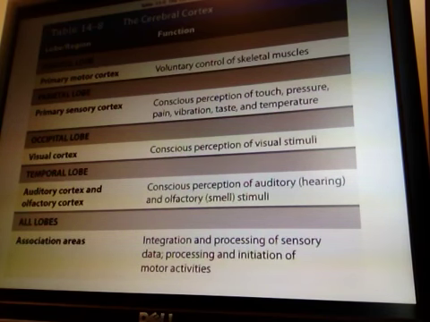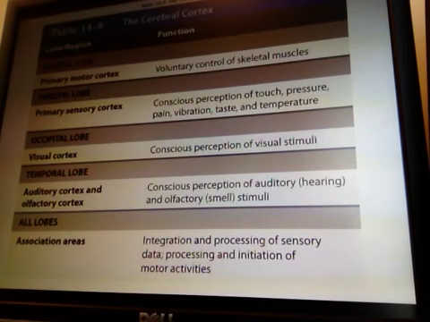What's not shown on this table that's associated with the cortex was the area called the insula. I mention that because all the gustation sensation, all the taste sensation information goes to the insula.